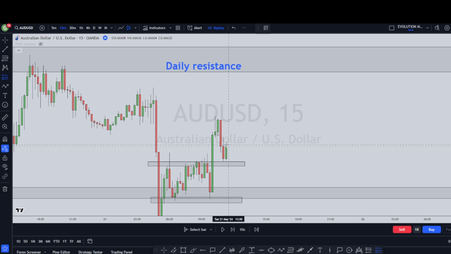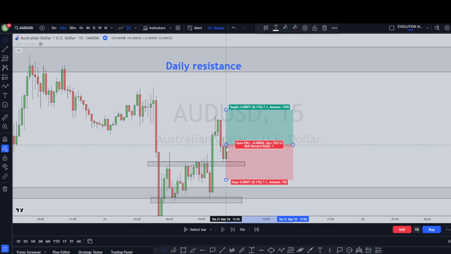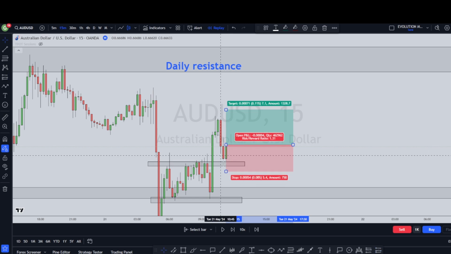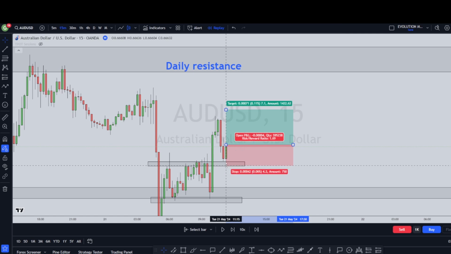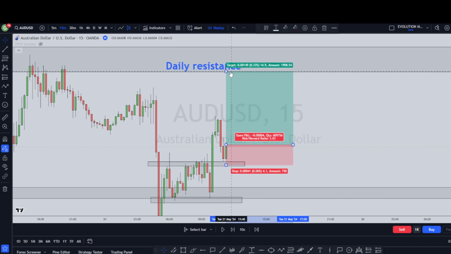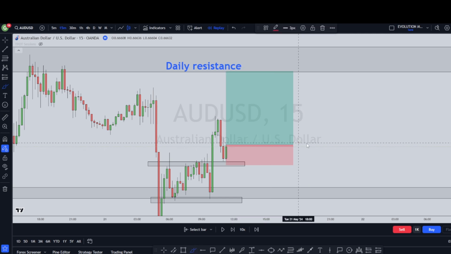At the break of the high of this candle, that's where we would take our trade. And the low of this bullish move was the stop out area, with a TP being this daily resistance for a 3.63 risk reward. So we are risking this and aiming for this.